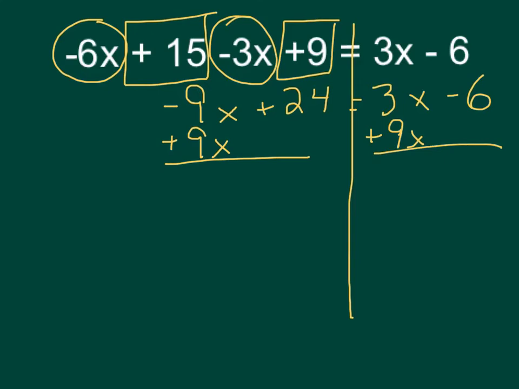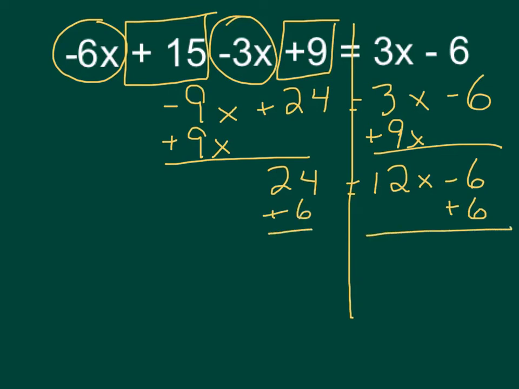Let's see what we have. The 9x's go away, and we have a 24. Bring over our equal sign. 3x plus 9x gives us 12x, and bring down our minus 6. Okay, well, we moved our variable from the left side to the right side, so now we need to move our number from the right side to the left side. So we have our minus 6 on the right side, so we need to add 6 to both sides of that equal sign. Well, 24 plus 6 gives us 30.